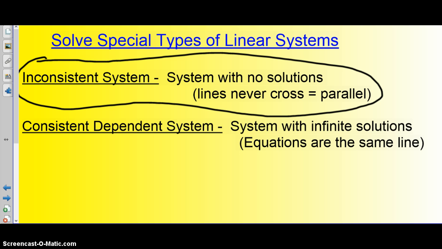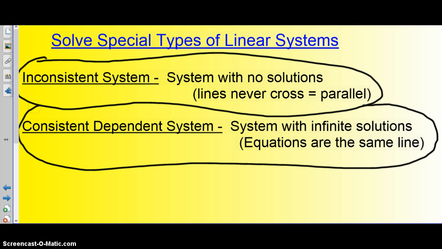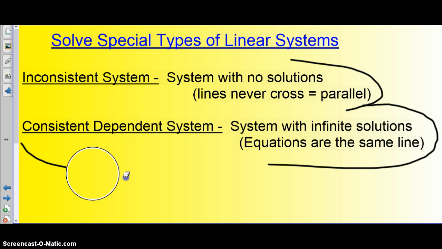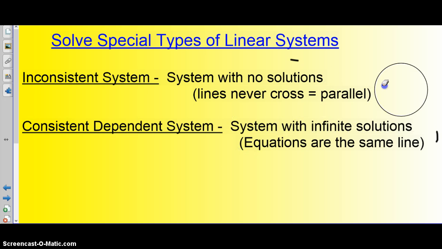And then consistent, meaning they have the same exact line. So you have two equations, but when you go to graph those equations, they end up on the same line on your graph. So two different vocabulary words here, consistent and inconsistent.